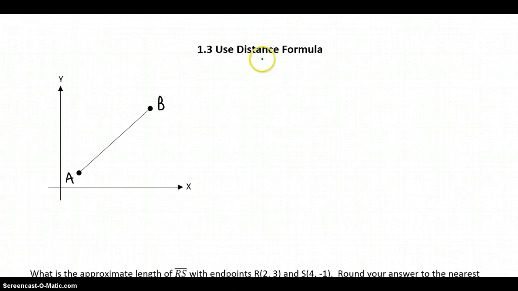In this lesson, we're going to use the distance formula. So what does the distance formula do? Well, the distance formula finds length in coordinate geometry.